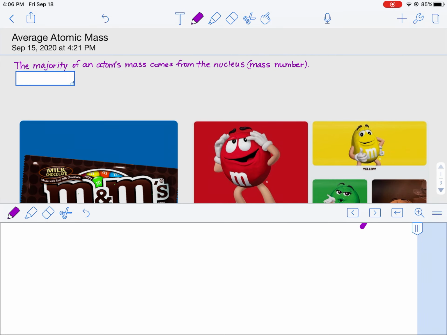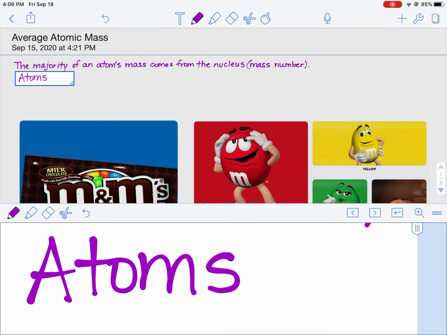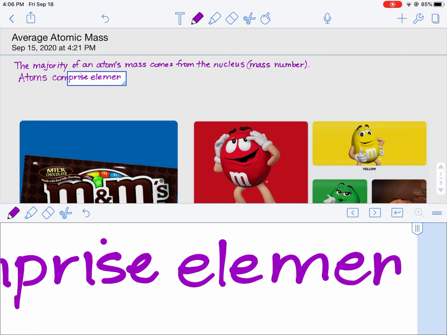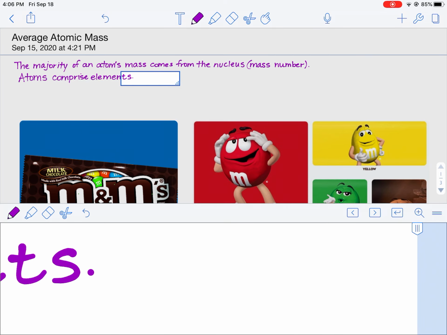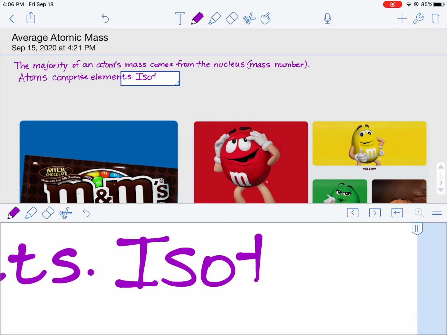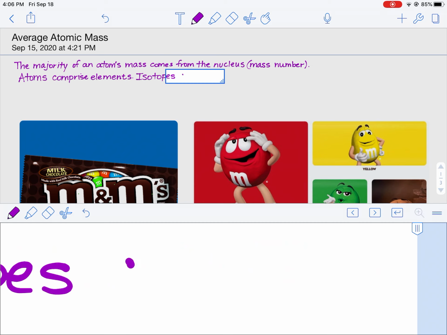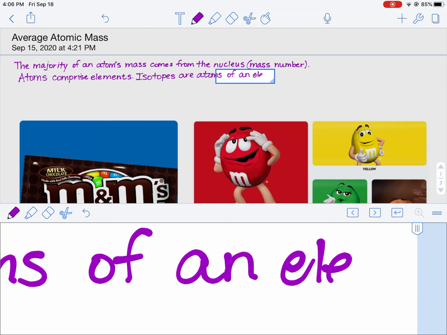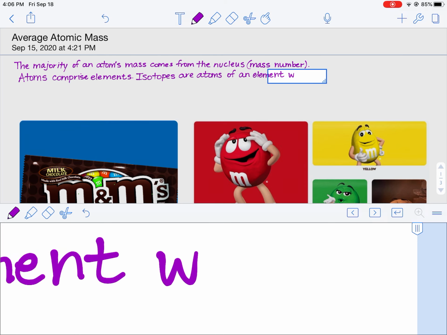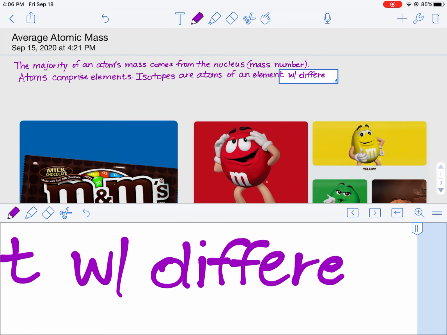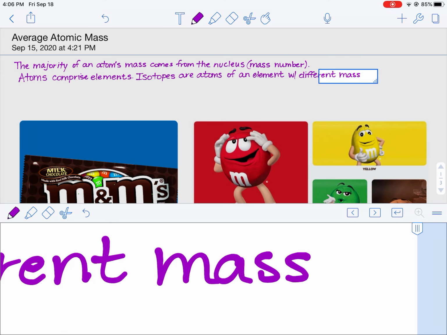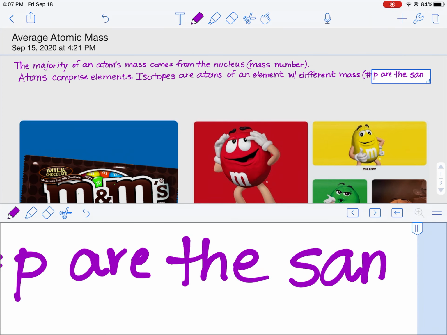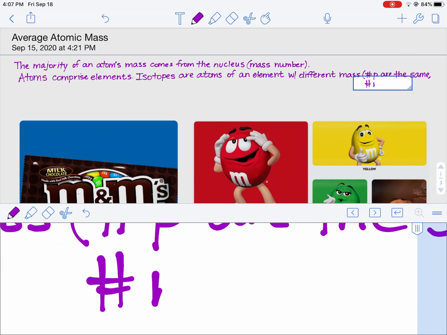From another previous lesson, we learned that atoms make up, or comprise, elements. And we know that isotopes are atoms of an element with different masses. Let's elaborate. The number of protons are the same, but the number of neutrons are different.